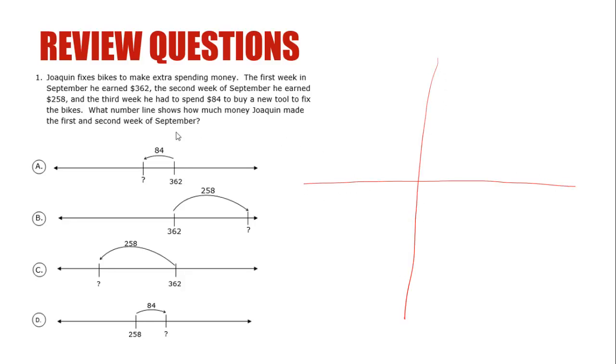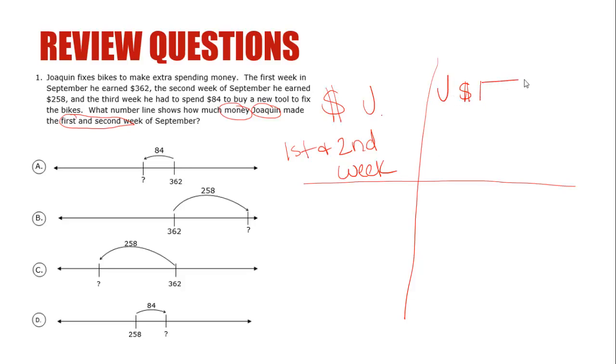All right, window pane. We want to find money Joaquin made first and second week. So we want money, I'm going to use my money sign, J, first and second week. So who are we talking about? We're talking about Joaquin and his money. Joaquin fixes bikes to make extra spending money, period. There's no information there, so we can keep moving on.